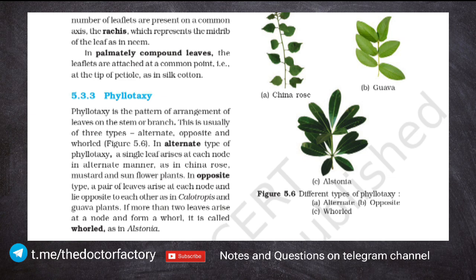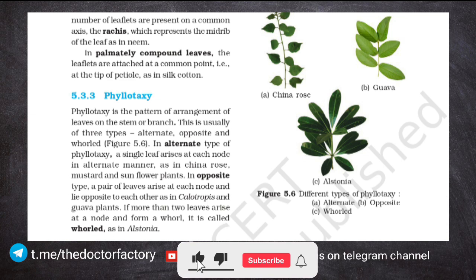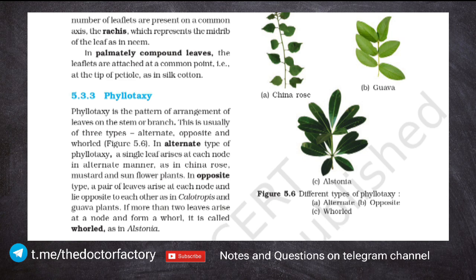5.3.3 Phyllotaxy. Phyllotaxy is the pattern of arrangement of leaves on the stem or branch. This is usually of three types: alternate, opposite and whorled. In alternate type of phyllotaxy, a single leaf arises at each node in alternate manner, as in China rose, mustard and sunflower plants. In opposite type, a pair of leaves arise at each node and lie opposite to each other, as in Calotropis and guava plants. If more than two leaves arise at a node and form a whorl, it is called whorled, as in Alstonia.